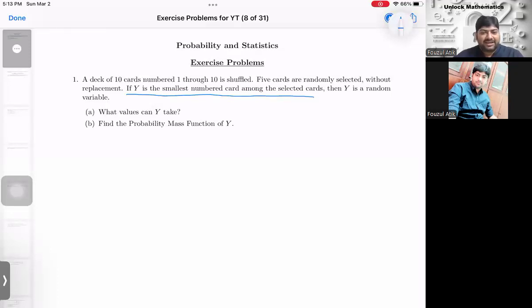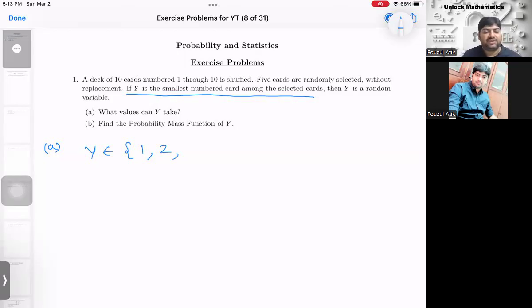See, the 5 cards can take the card number 1. So the answer is Y can have the value 1, the smallest number. If Y is 1, that means the smallest number is 1, and the other 4 numbers may be 2, 3, 4, 5, up to 10. No issue, right? Y can take the value 2 also. So 2 is the smallest card among the 5 selected cards, then the other cards might be 3, 4, 5, 6, 7 up to 10.